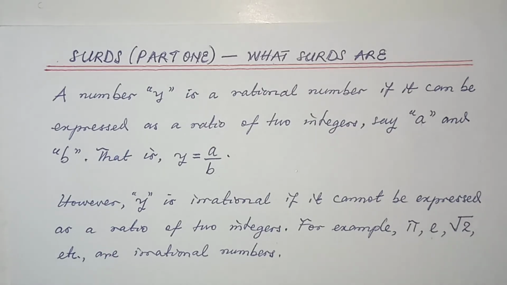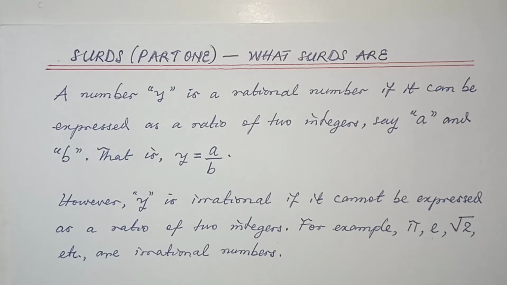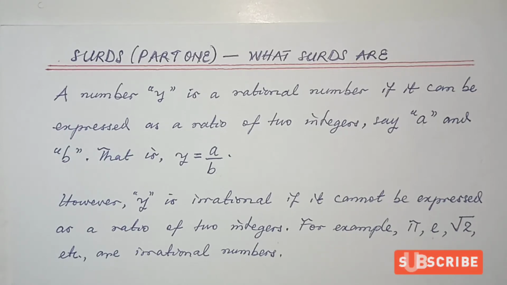Now, when a real number cannot be expressed as a ratio of two integers, then that real number is called an irrational number. There are several types of irrational numbers. For example, the number pi, the Euler constant e, the square root of 2, and so on are examples of irrational numbers. But that's not the focus of this video. What we need these ideas for is to help us understand what surds are.